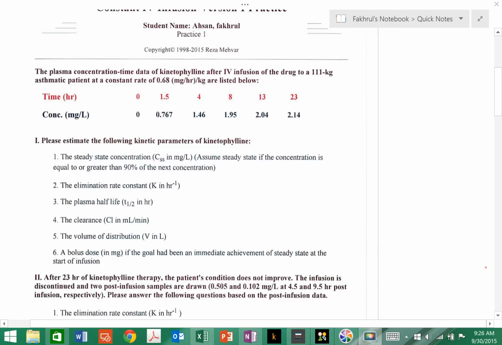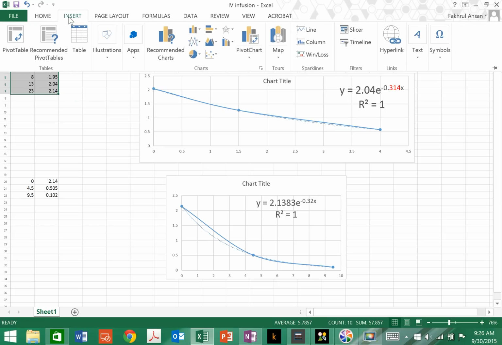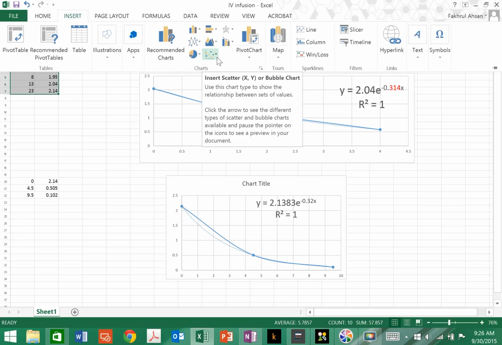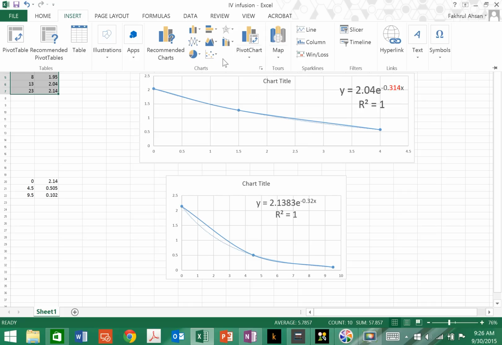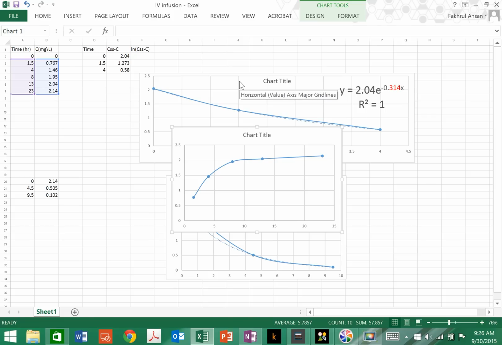To calculate steady state concentration, one approach would be to just plot this data. Here are the data. You plot this data and you see the profile. Based on this profile, some students may get confused. Oh, this could be the steady state concentration, or this one, or that one.